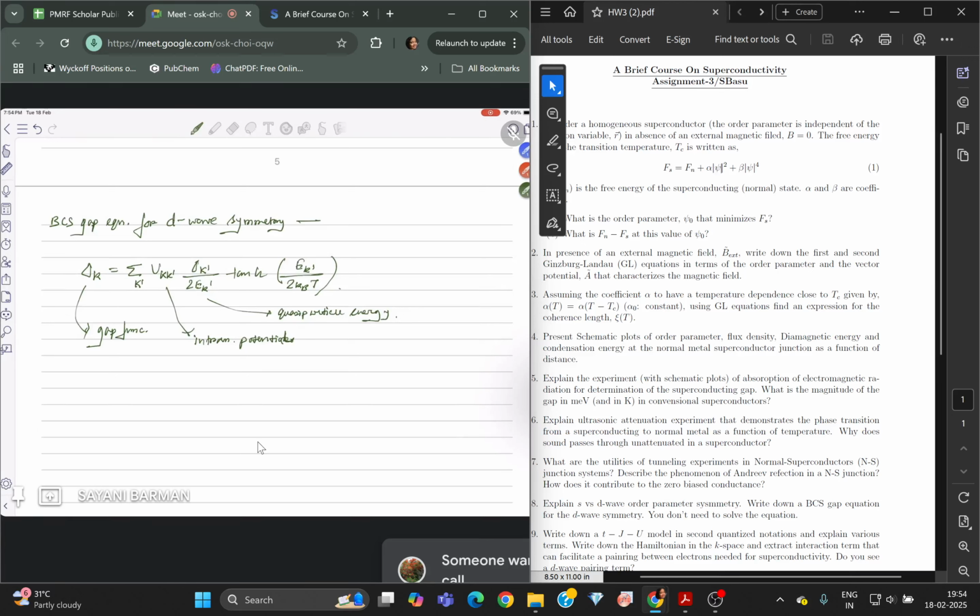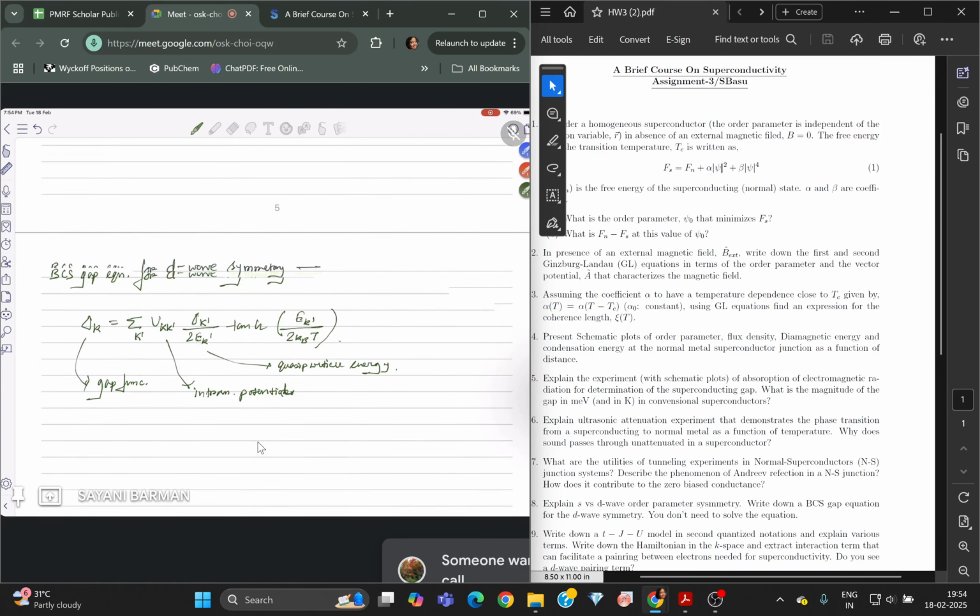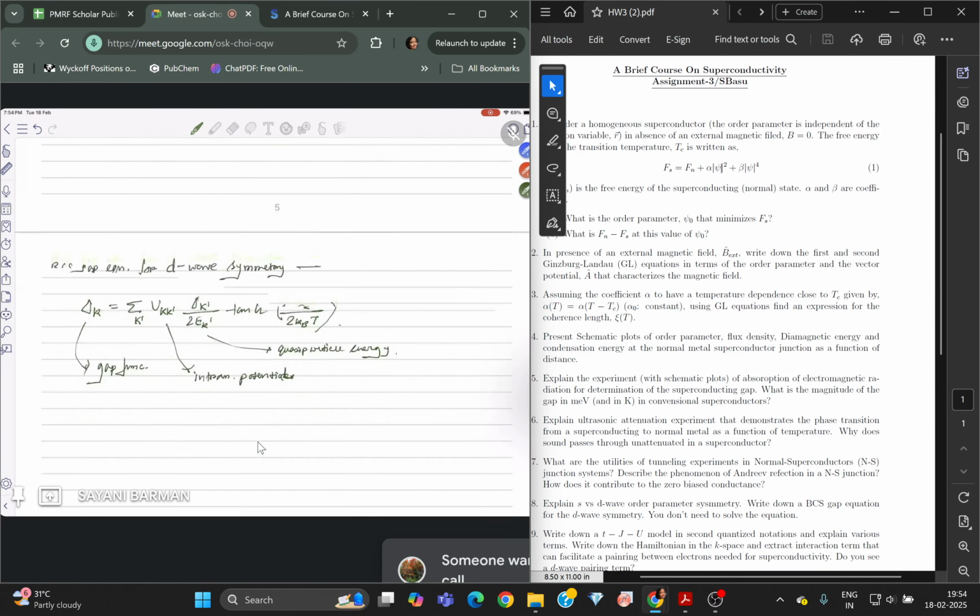So this equation tells us about the pairing mechanism of the unconventional cuprates. Those are unconventional superconductors. Also unconventional are iron-based superconductors. Those are unconventional ones, and we call them D wave ones. Okay.